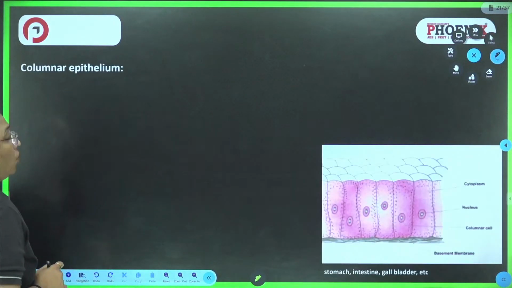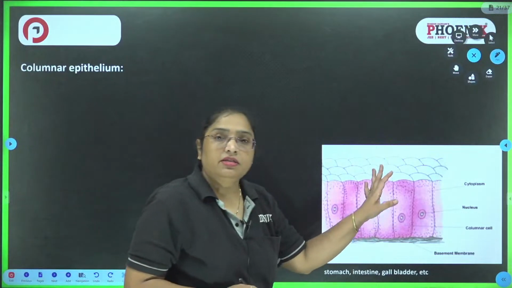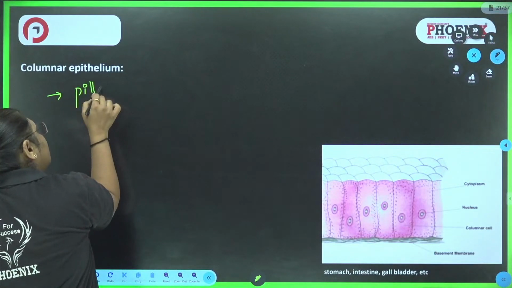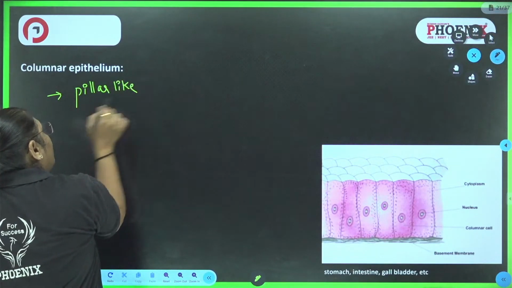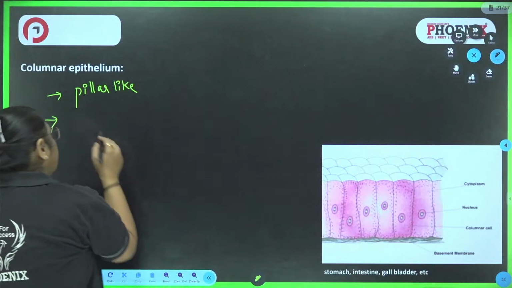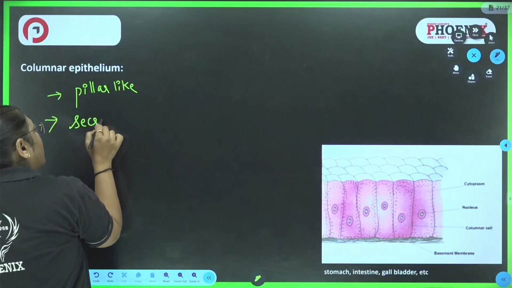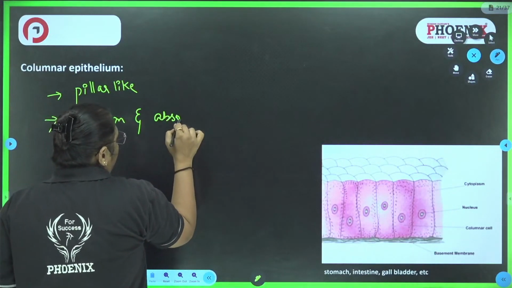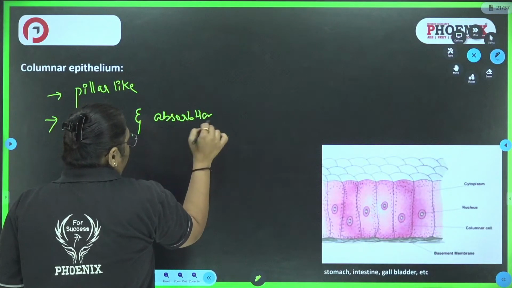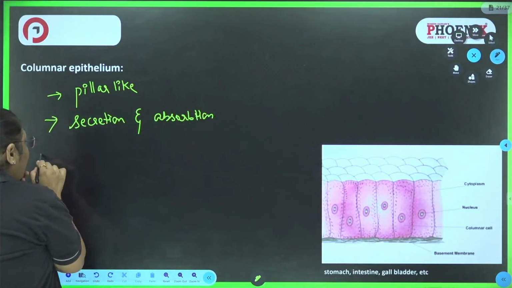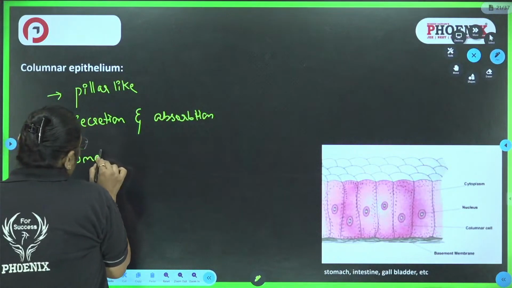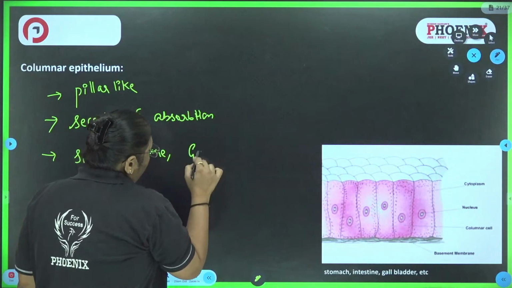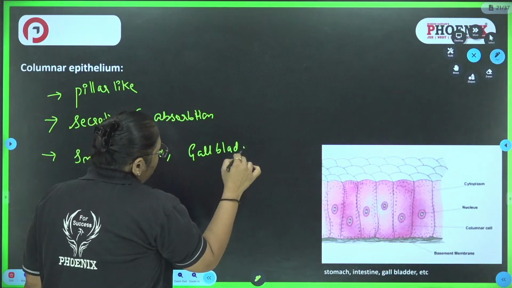Next is columnar epithelium. Here you can see that the cells are pillar-like. The structure of the cell is pillar-like. Its function is secretion and absorption. It can be found in the small intestine, gallbladder, etc.